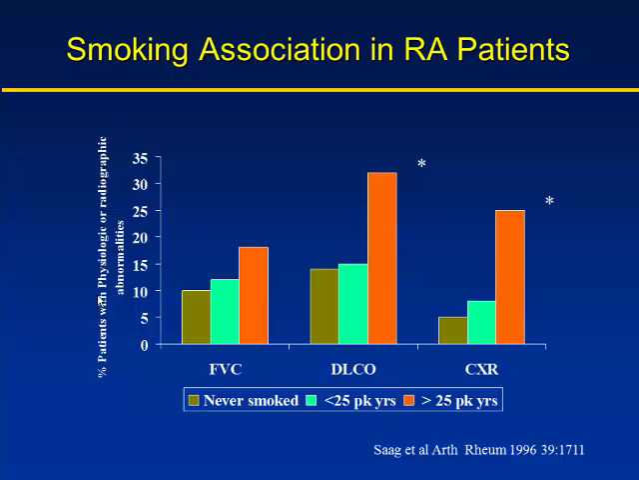Now, in rheumatoid arthritis, smoking is actually correlated to lung changes as well. The FVC, the DLCO, and the chest X-ray changes are much more prominent, in terms of percent of patients who have abnormal findings, if they have a higher pack year history compared to non-smokers. So there's also an association there.